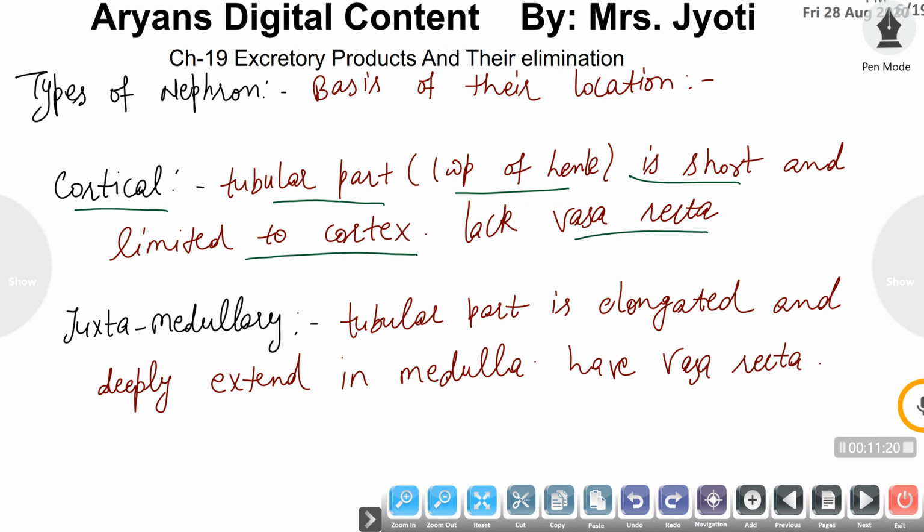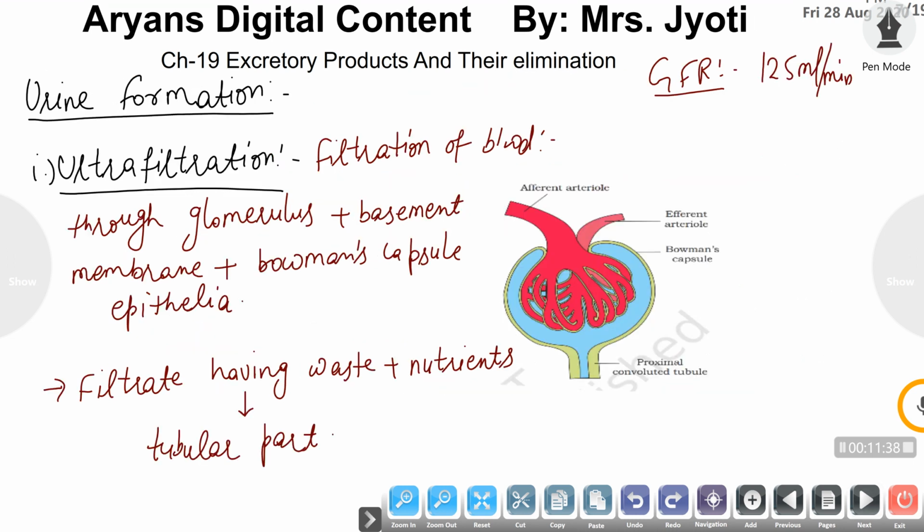Juxtamedullary nephrons are those nephrons whose tubular part is elongated and deeply extended into the medulla of the kidneys, and these have a much more elongated and well-defined vasa recta. Now, how is urine formed in the nephrons or the kidneys?